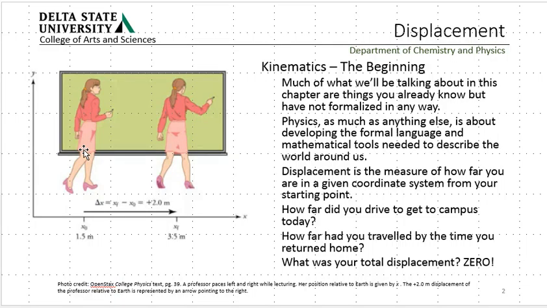Now, the total travel distance may be different. Just like if this teacher starts off the lecture right here and ends the lecture right here, her total displacement is 2 meters. But during that time, she's walked back and forth and back and forth. So sometimes she heads this way, sometimes she heads that way.